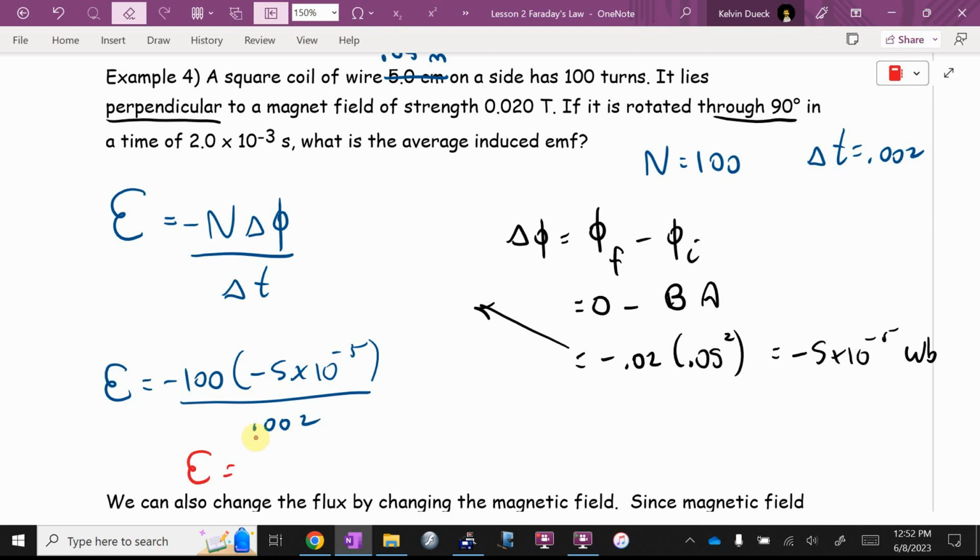So what was it? 2.5 volts? Okay, this is a little better. Now we're closer to a battery. Getting there.